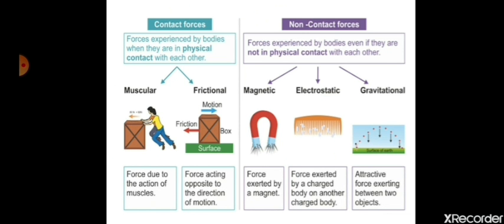Now, contact forces. In this slide, you just see two boys applying muscular force, the force of their muscles, and they are trying to push a box. Thus, muscular force needs contact of the boys with the box. Second case is the motion of a box over a surface. Thus, there is a force of friction between the box and the surface. Thus, we can say that frictional force comes into existence only when there is a contact between the box and the surface. Third case is the case of a non-contact force or magnetic force.